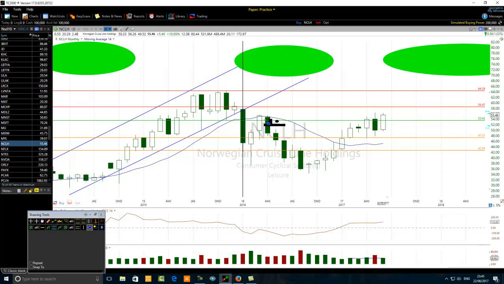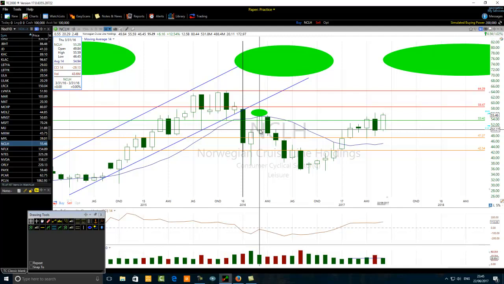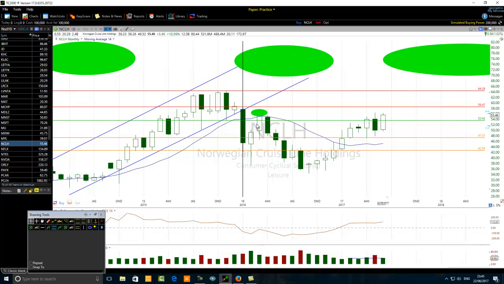So here, this is our signal for the position traders. Below the moving average 14, retest. It did not retest the channel, but it retested the moving average 14. So at the closing price in March 2016, what will we do here?